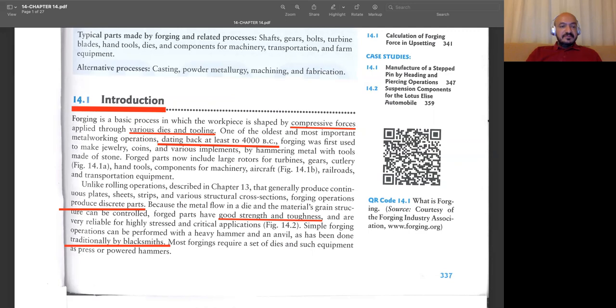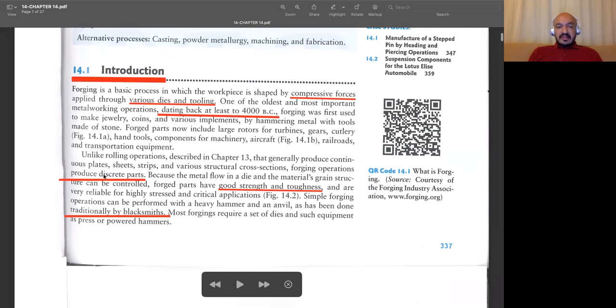Another thing about the forging process is that it is a discrete process, which means that we are producing the workpieces one by one. It's not like rolling or extrusion or other kinds of mass production. It's a discrete process. We process them one by one. After one is ready, then the second workpiece is processed.